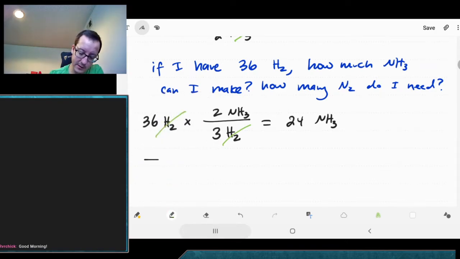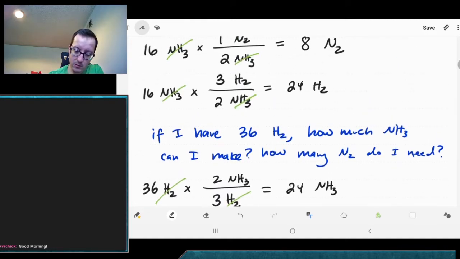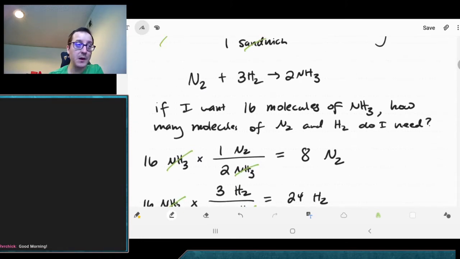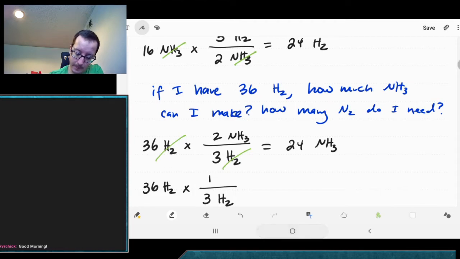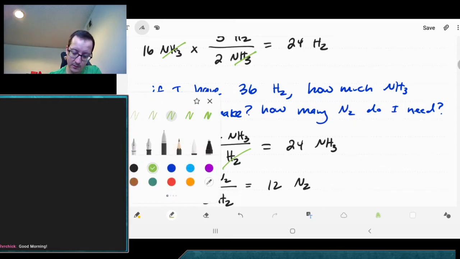And if we wanted to see how much nitrogen we would need, well, we just go up to our reaction. It says we have a coefficient of 1 for our nitrogen. And so that tells us we need 12 nitrogens to be combined with those hydrogens to make the 24 ammonias. All right, so hopefully nothing too crazy here.